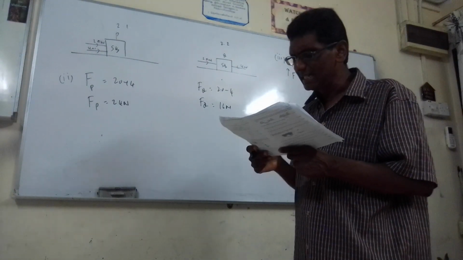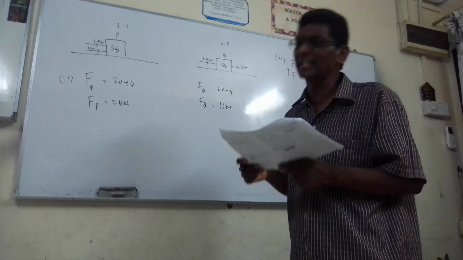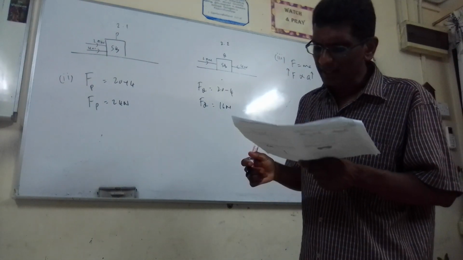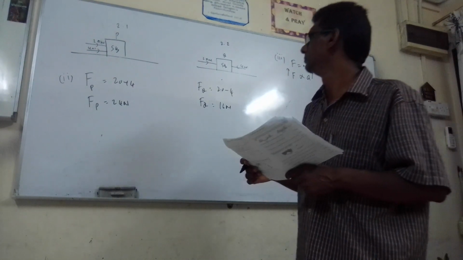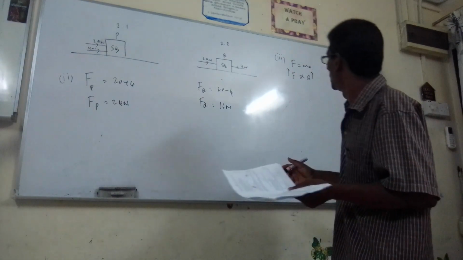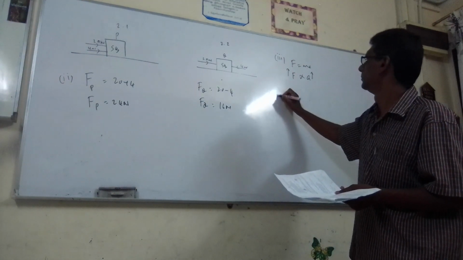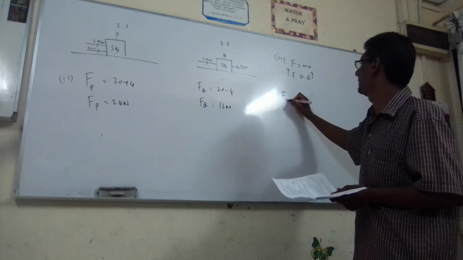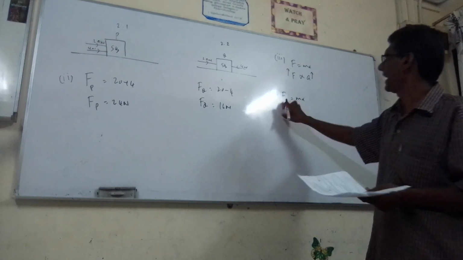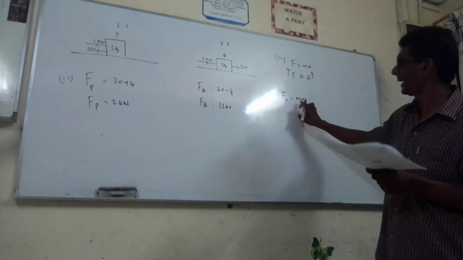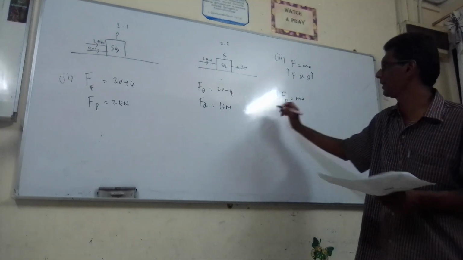Question number 4. Determine the acceleration of P and Q. So for part 4, the resultant force on P, Fp equals ma. The resultant force on P equals 24 Newton.